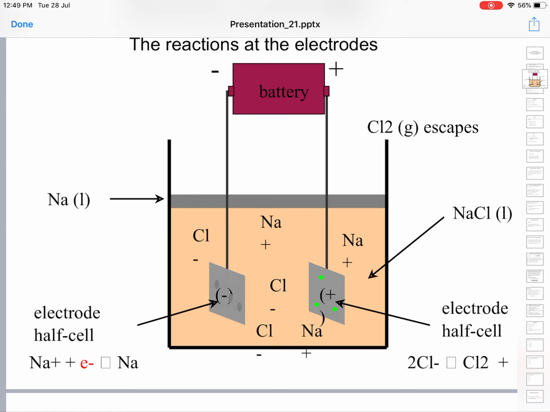Platinum electrodes are dipped into the solution. One platinum electrode bears negative charge, which we call the cathode. Another platinum electrode bears positive charge, which we call the anode. At the cathodic half cell, the cathode bearing negative charge, positively charged sodium ions come together and pick up an electron to turn into a sodium atom.